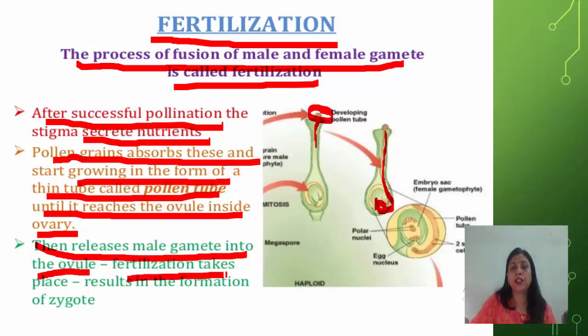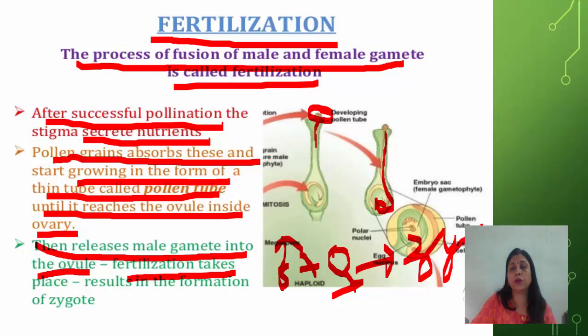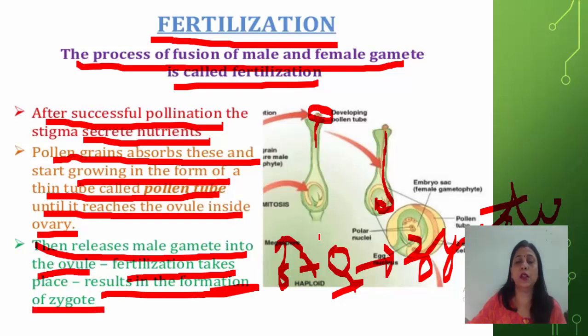ovule. Fertilization takes place. Fertilization means the male gamete fuses with the female gamete. And what is formed? Zygote is formed. It results in the formation of a zygote. This zygote is a single cell.